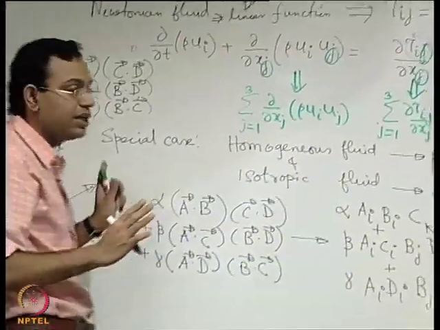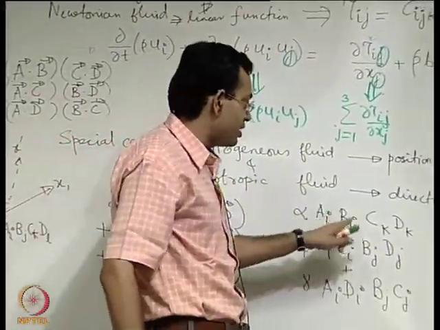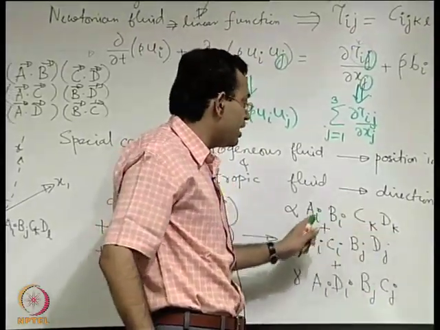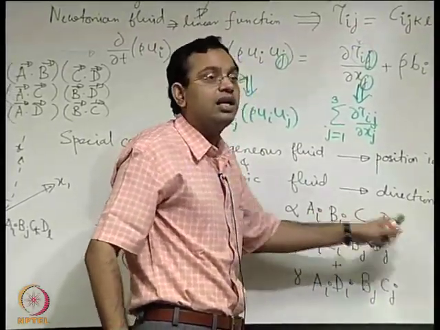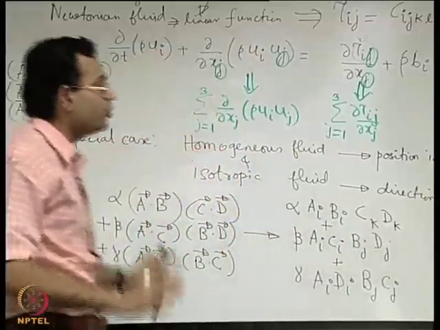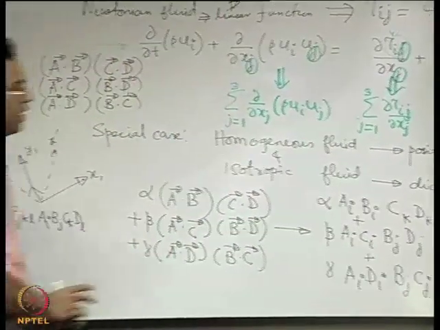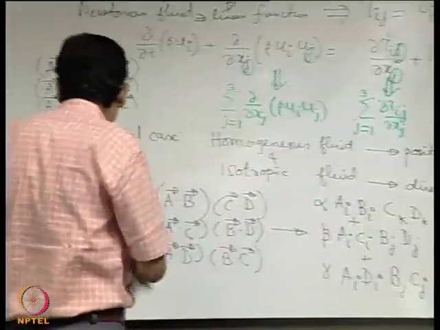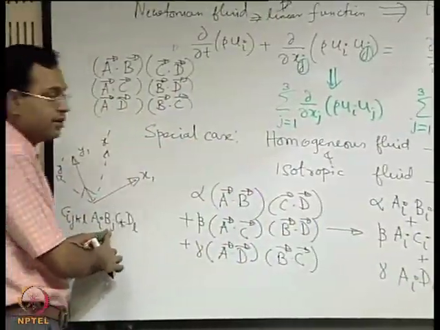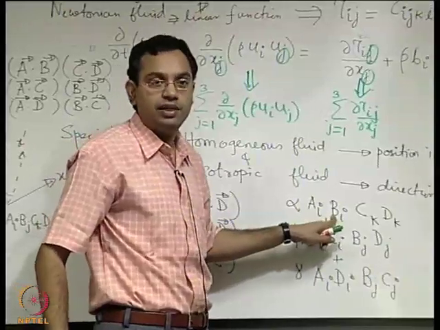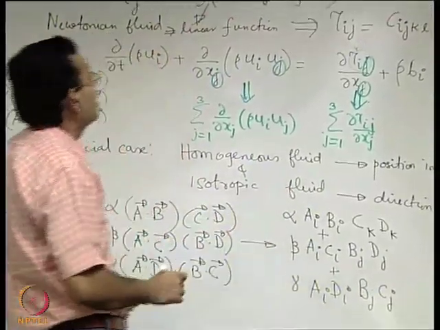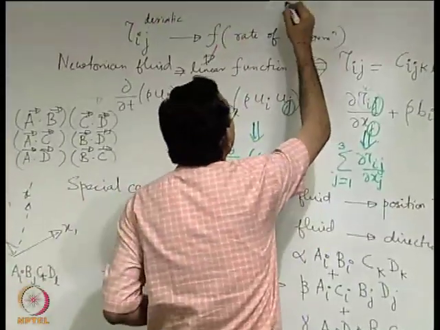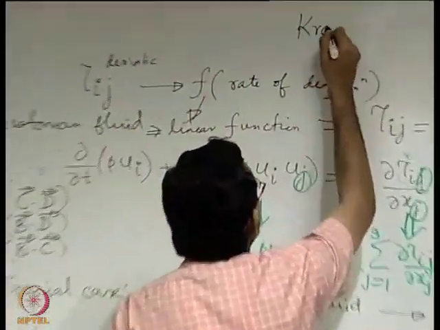So, our next objective will be to convert these forms like A_i B_i C_k D_k to a form like A_i B_j C_k D_l, that form. So, how do we do that? Let us say you want to convert B_i to B_j, that is our objective, because you have A_i, next you want B_j. So, if you want to convert B_i to B_j, there is something very useful in terms of index notation, which is called the Kronecker delta.